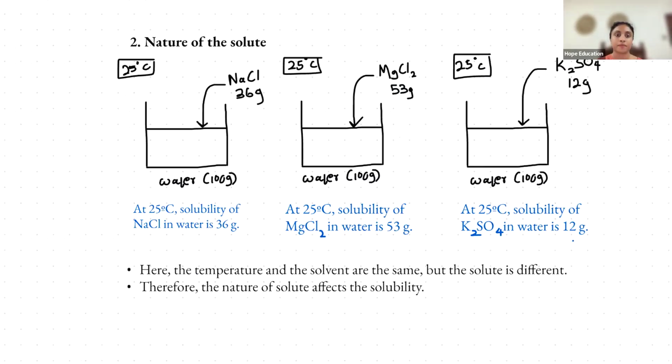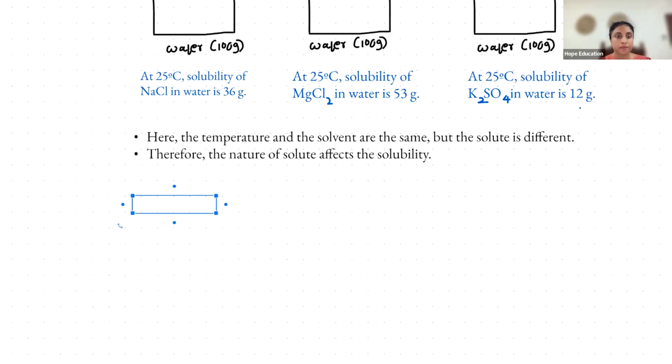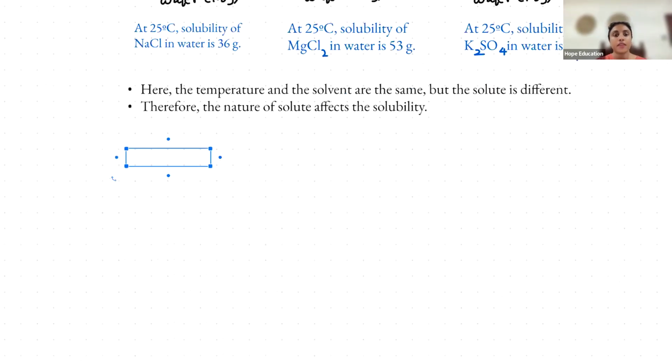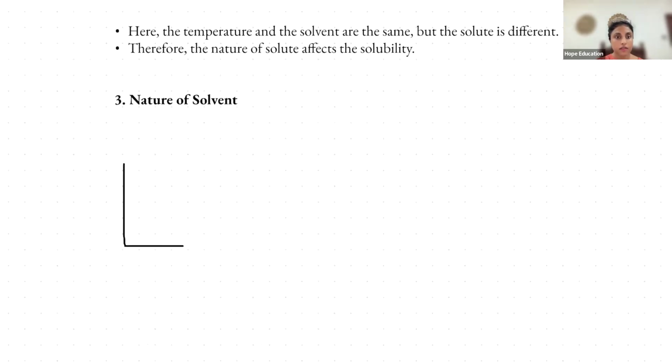Okay, let's move on. Third factor is nature of solvent. Don't write anything now. Listen carefully first, and write afterwards. Here I'm going to take again 3 instances like this. I take three beakers. I have solvents. Now this is at 25 degrees Celsius. Everything else is also going to be the same temperature.